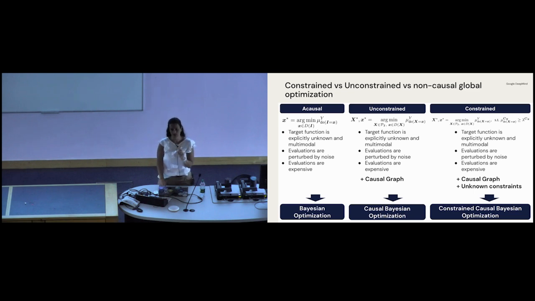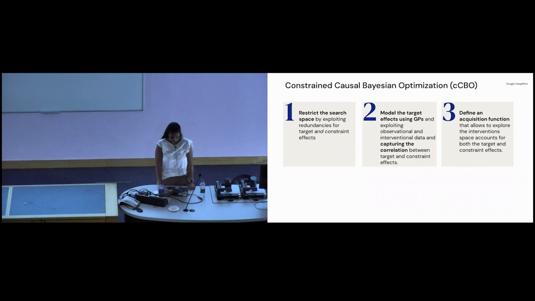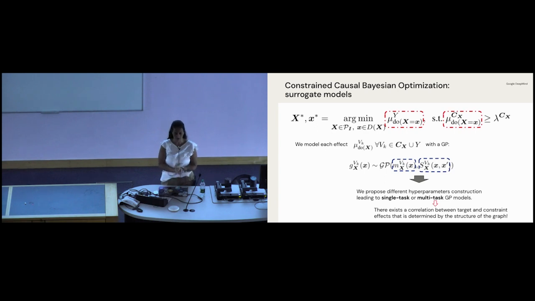Again, the constraint in this case needs to be unknown, because if it was known, then we could restrain the search space to start with without having to incorporate that in the optimization. Same framework as before. Again, you can restrict the search space, you can model the target effect, and then you can define an acquisition function. Constraining the search space is way more complicated in this case, because it requires some additional causality notions and do-calculus manipulation, so we'll not look into that. But we can look at how to combine interventional and observational data to come up with a better target effect model.